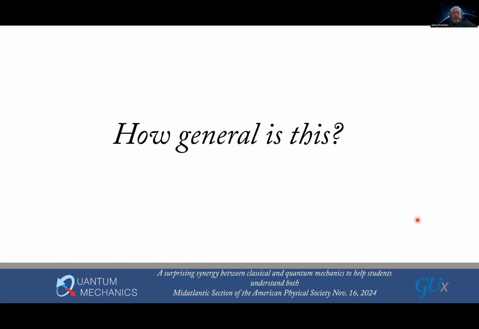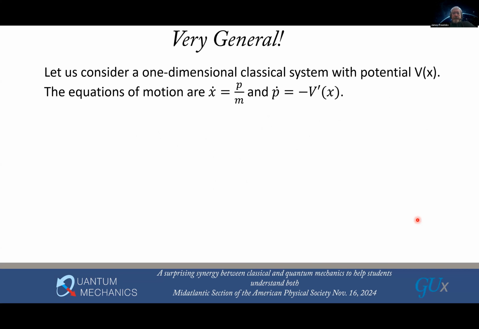Okay, one question you might ask is, how general is this? Well, I'm going to hopefully convince you that it is very general. So what we're going to do is consider a one-dimensional classical system with a potential V(x). The equations of motion for that are x dot is p over m and p dot is minus V prime of x. We want to decouple it with an a equal to p minus i W(x).